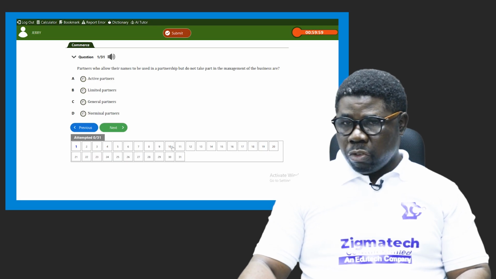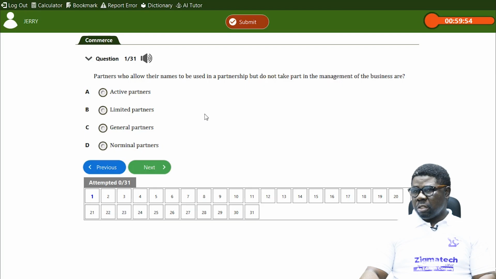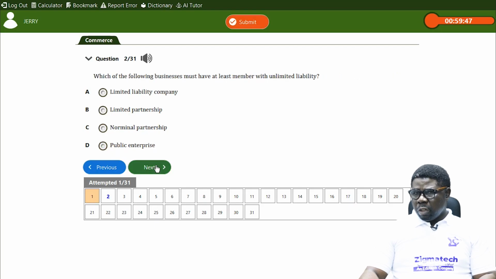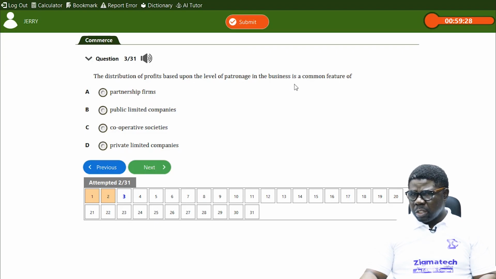So partners who allow their names to be used in a partnership business but do not take part in the management of the business are called what? They are called nominal partners. Which of the following businesses must have at least one member with unlimited liability? That's limited partnership. The distribution of profits based upon patronage, we didn't discuss this. That's another day.